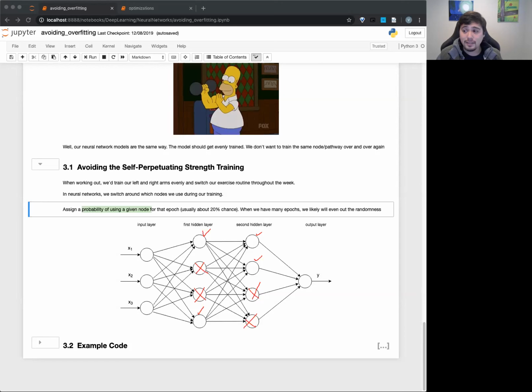Another way you can think about this is that you're effectively making a new neural network architecture every time you do a dropout, every time you do an epoch. Essentially, you're saying, okay, I'm going to train a network that looks kind of like this. I don't know how easy that is to see in red.